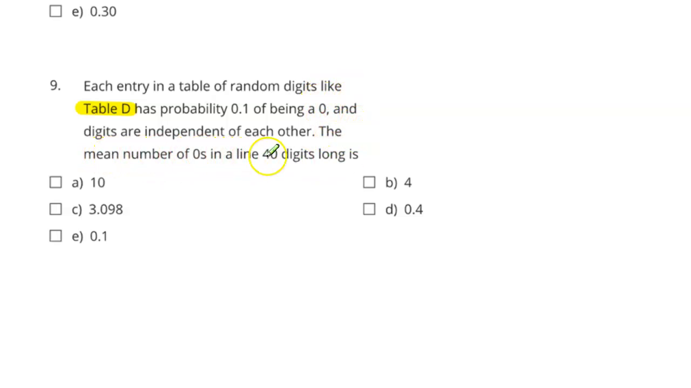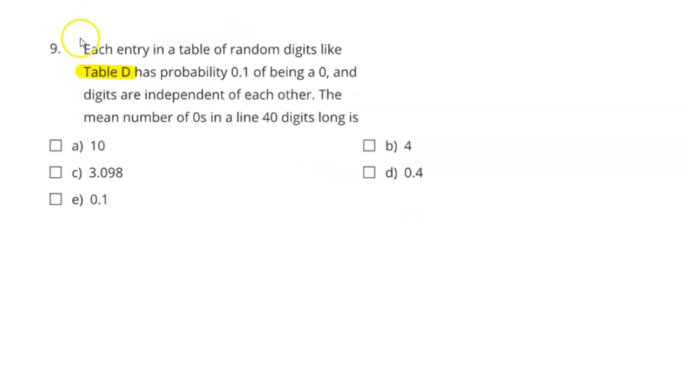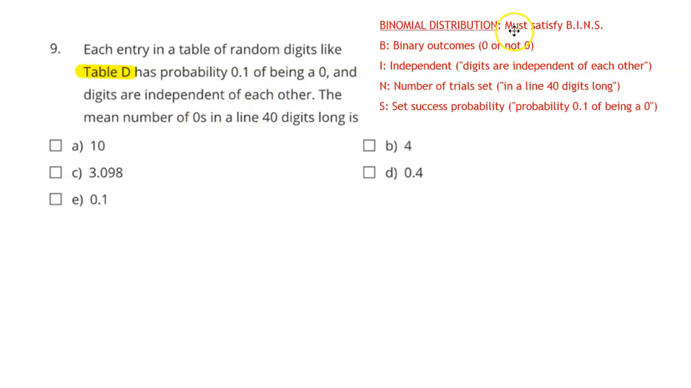The mean number of zeros in a line 40 digits long. Well, in this case, we're talking about a binomial distribution. How do I know it's binomial? I know it's binomial because it satisfies BINS. Binary outcomes, independent, number of trials set, and success probability is also set. So let's take a look at what we know from this problem. We know that the probability of success is 0.1. Here's my p.